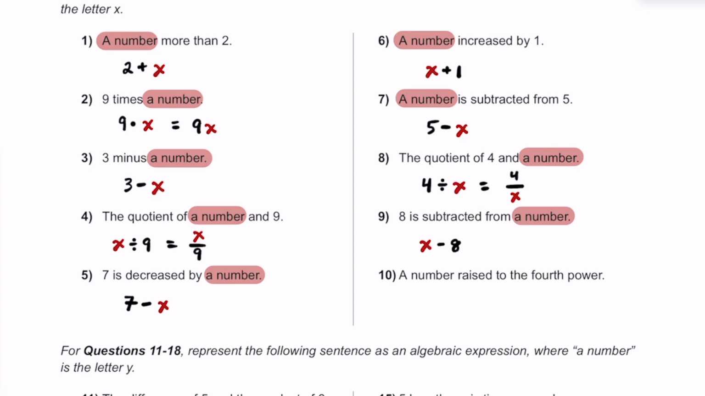For number 10, we see a number is going to be raised to the 4th power. So this a number here is going to be x. When you raise something to a power, that means we're writing something using an exponent, right? So it's going to be raised to the 4th power. So that exponent up here is going to be 4. So that would be the expression.